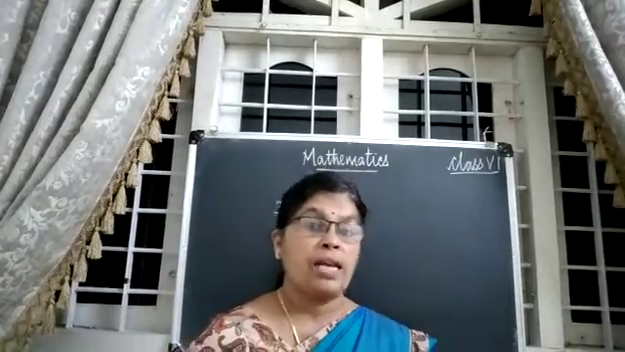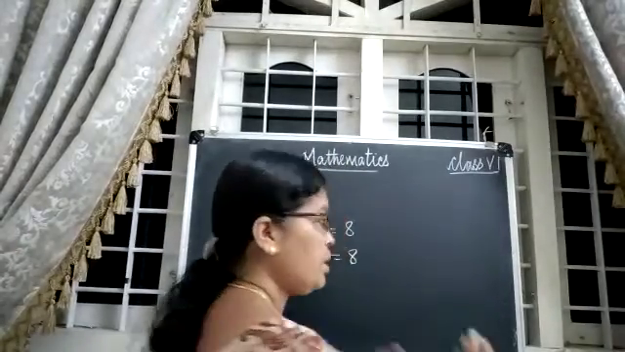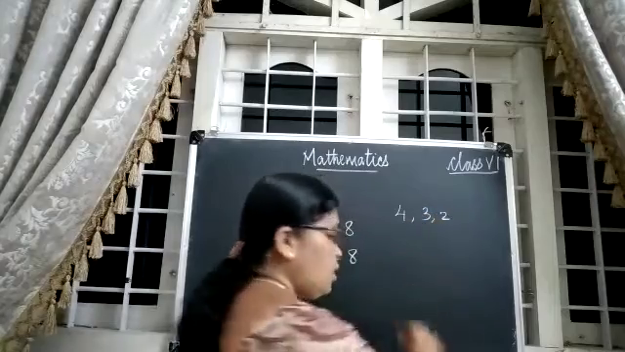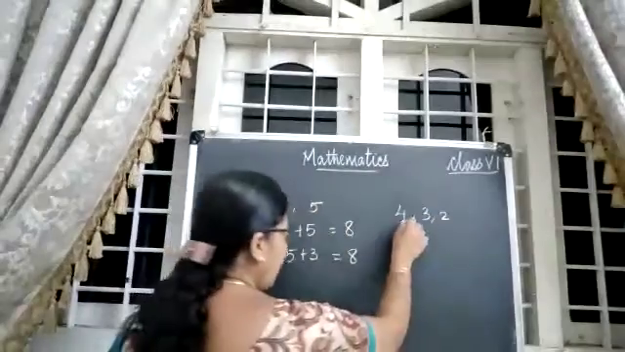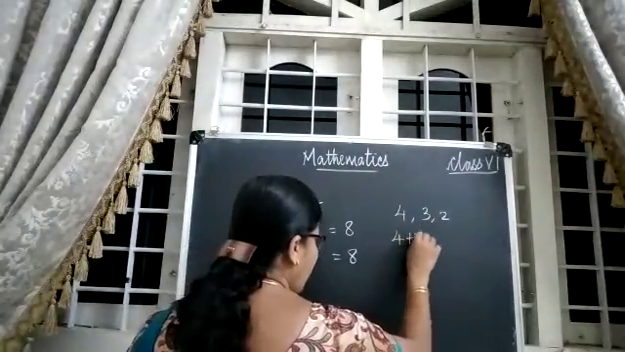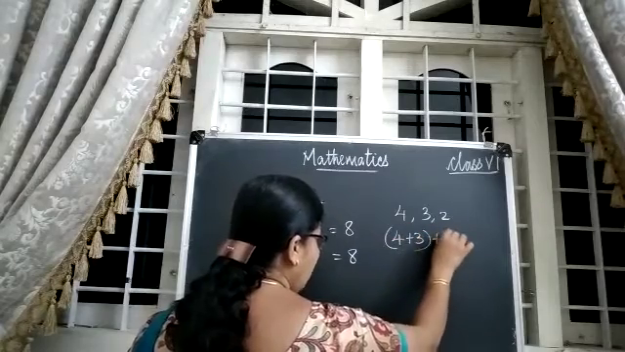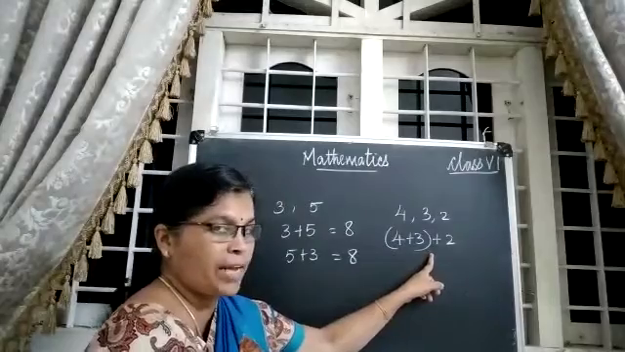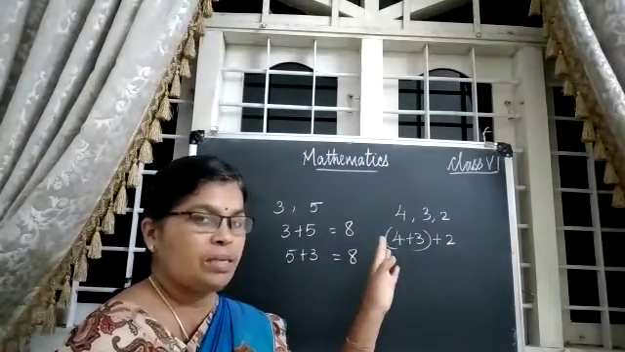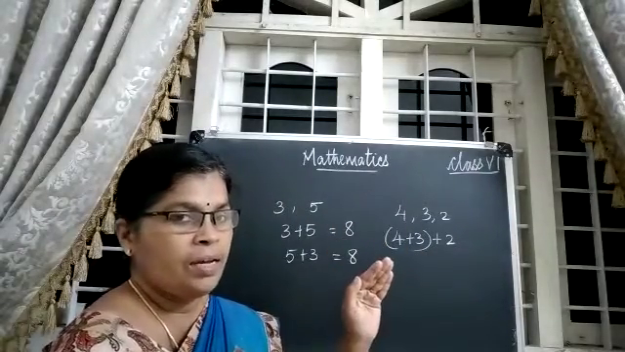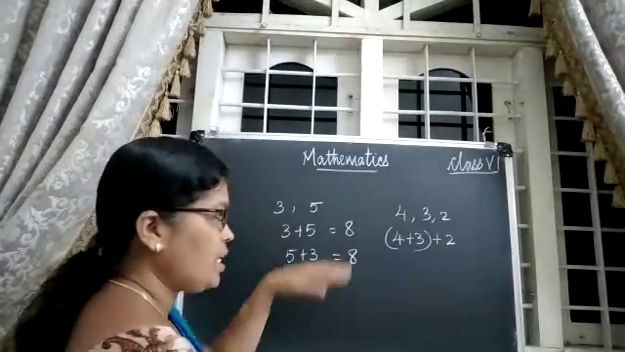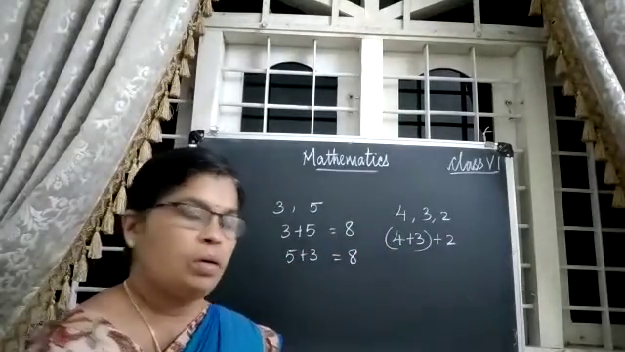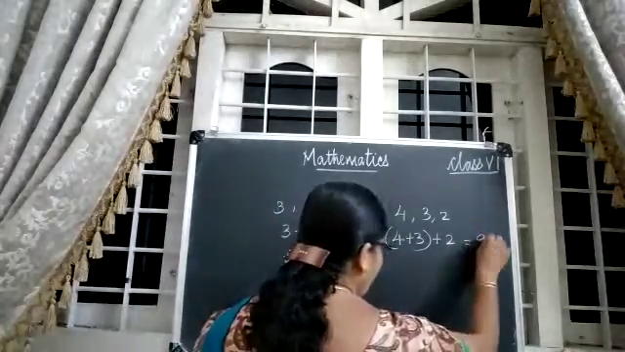Similarly, let us take three numbers, 4, 3 and 2, and add them in different orders. Let us add 4 plus 3 first, then add 2. The two numbers 4 and 3 are within the bracket. If there is a bracket, we have to solve whatever is given in the bracket first, right? Let us solve this. 4 plus 3 is 7. 7 plus 2 is 9. We got 9.